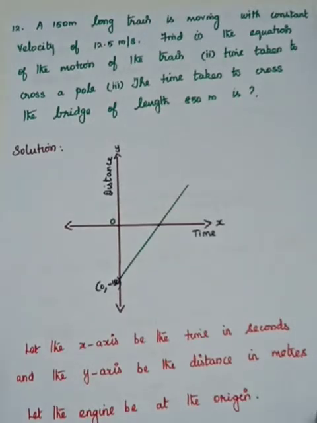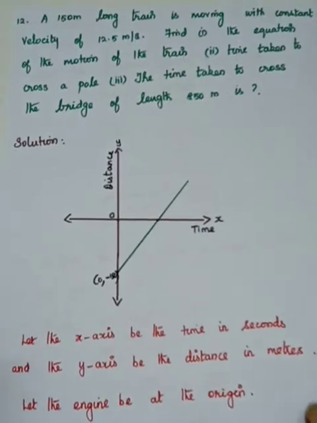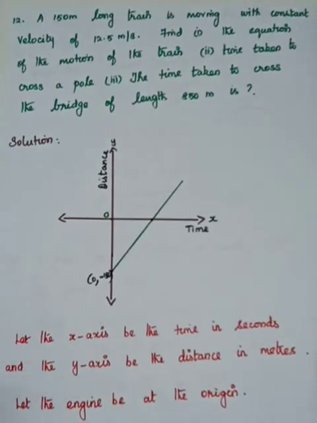A 150 meter long train is moving with constant velocity of 12.5 meter per second. First question, the equation of the motion of the train. And the second question, time taken to cross a pole. And the third question, time taken to cross the bridge of length 850 meter is.